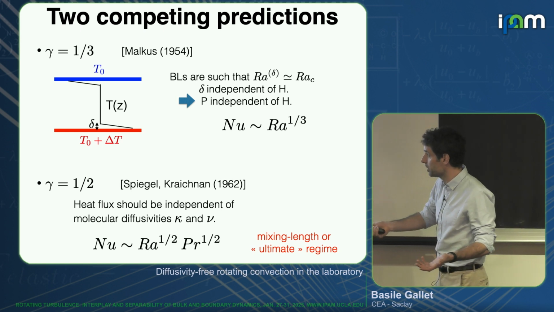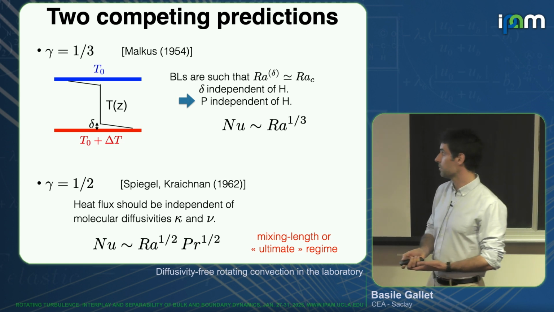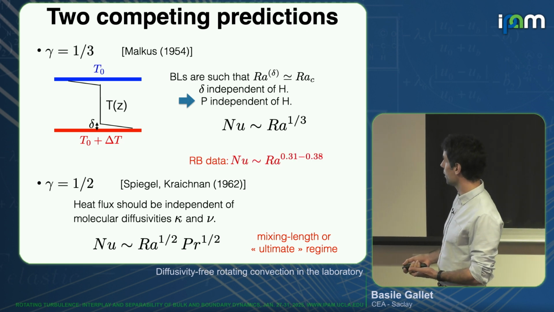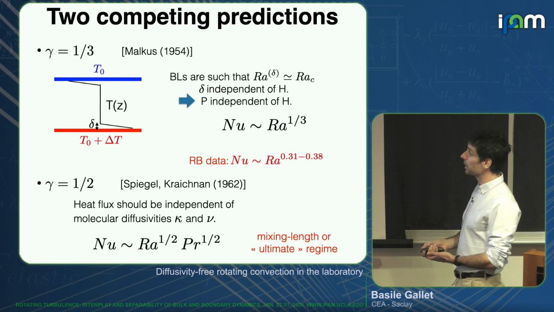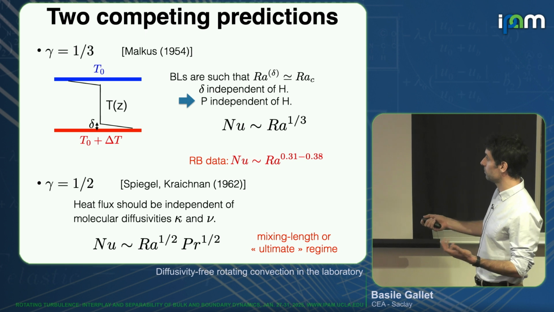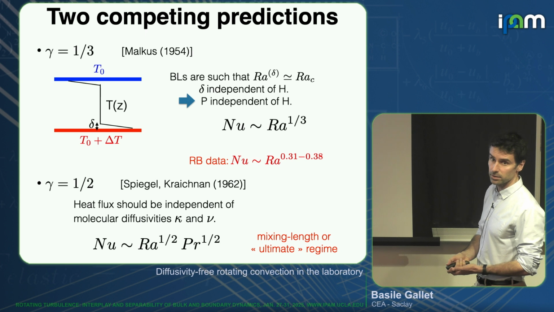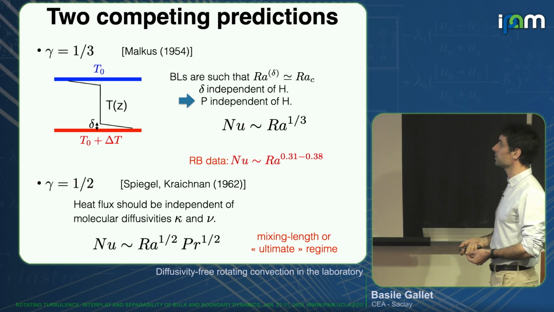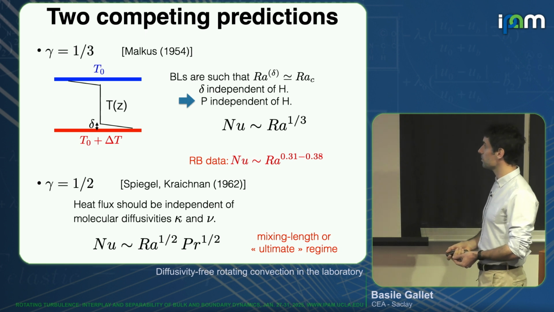I tend to call that the diffusivity-free scaling regime, but that's all the same thing. Okay, now data. This is a highly controversial issue you may be aware of. Typically the exponents that you get from lab experiments range between 0.31 and 0.38, at high Rayleigh numbers, with different experiments leading to different exponents.